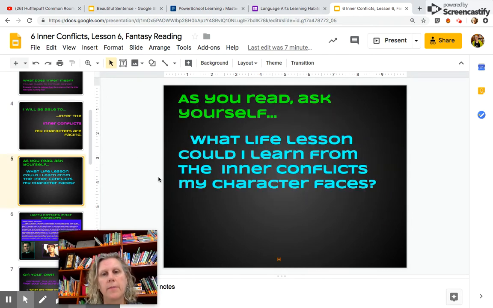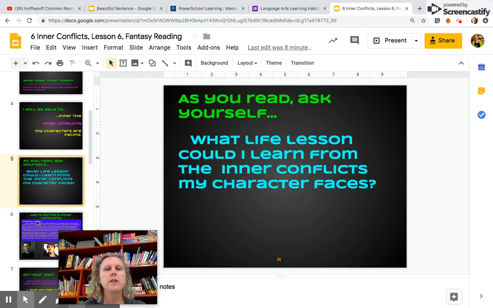Here's the question, right? What life lesson could I learn from the inner conflicts my characters are facing? Because let's face it, like the outer conflicts, we're not going to learn too much from those, right? Like, oh, here's how I need to kill the dragon next time I come across one. Like that's not going to happen. But these characters struggle with inner conflicts, social emotional things, which we can totally relate to and learn from.